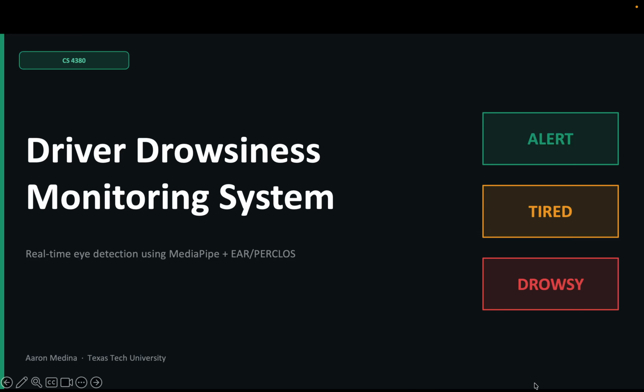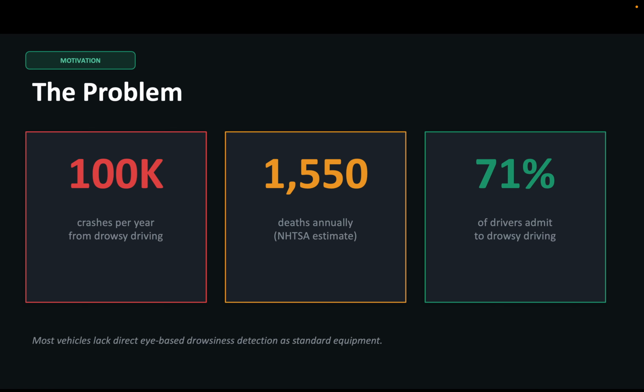According to the NHTSA, drowsy driving causes over 100,000 crashes per year in the United States. Most vehicles today have no direct eye-based detection. They might monitor steering patterns or lane departure, but nothing that directly watches the driver's eyes. This is the gap the system attempts to fill.